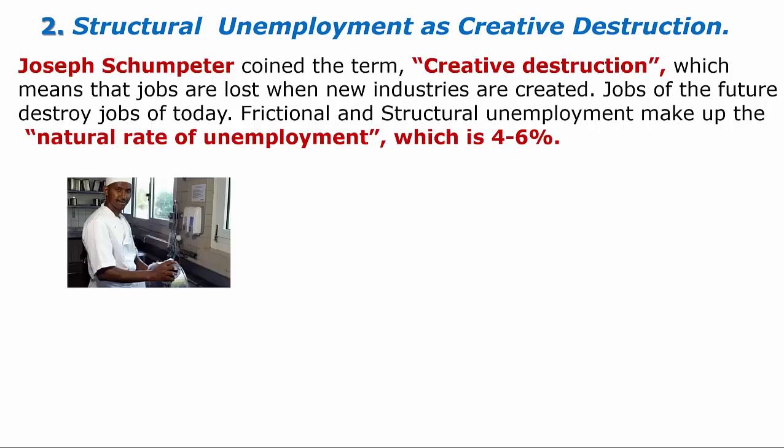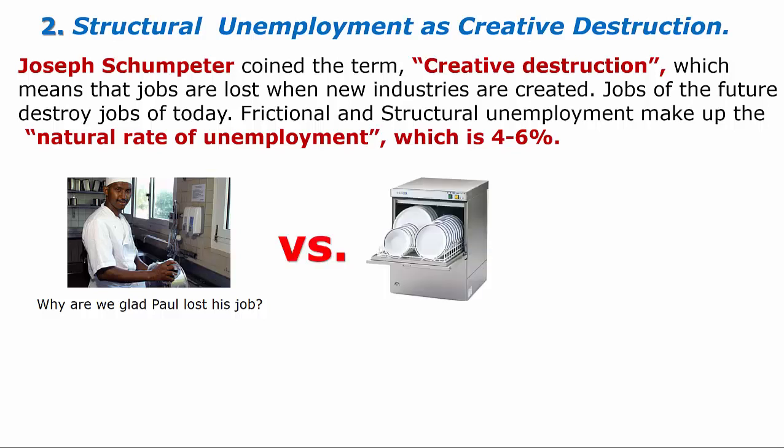So this guy, his name is Paul. He's washing dishes. All right. Today he lost his job, and I'm going to tell you why we are glad that he lost his job. Okay. He was replaced with a machine, and the machine is more efficient than Paul. So the machine uses less water, less detergent. It's better for the environment, uses less energy, and it actually does a better job than Paul. So Paul's skills are no longer in demand in the dishwashing job.